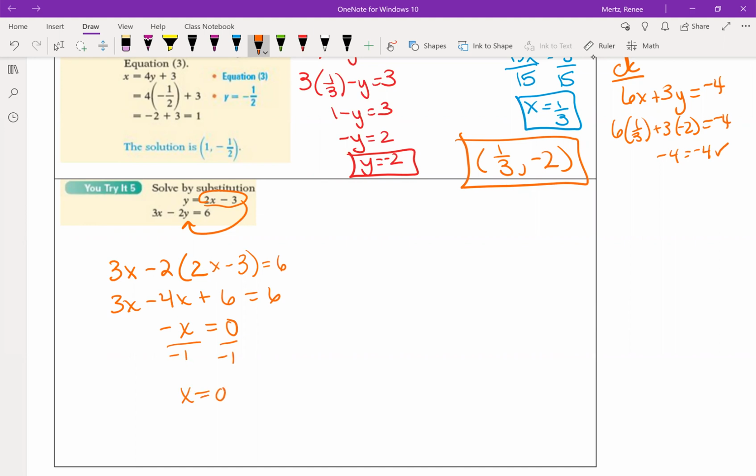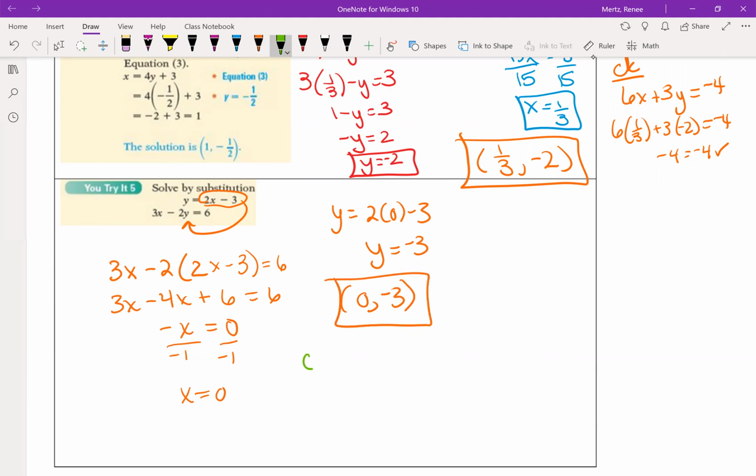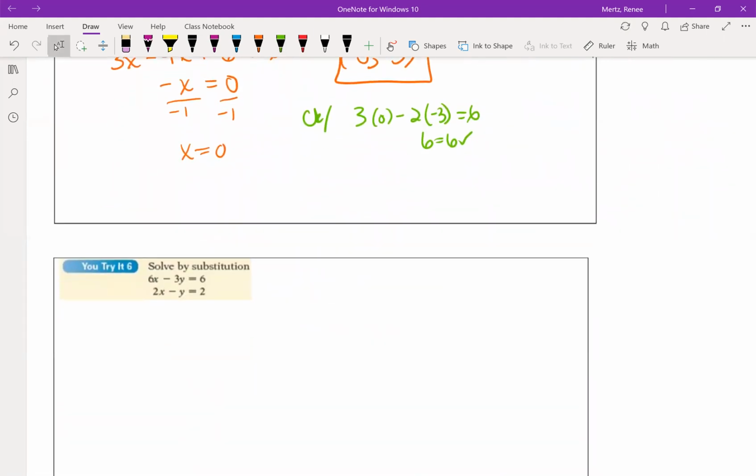x equals 0, plug back in. So I'm going to say y equals 2 times 0 minus 3. y equals negative 3. My coordinate of intersection is 0, negative 3. I'm going to check it into the other equation. And I get 6 equals 6. So that one worked.